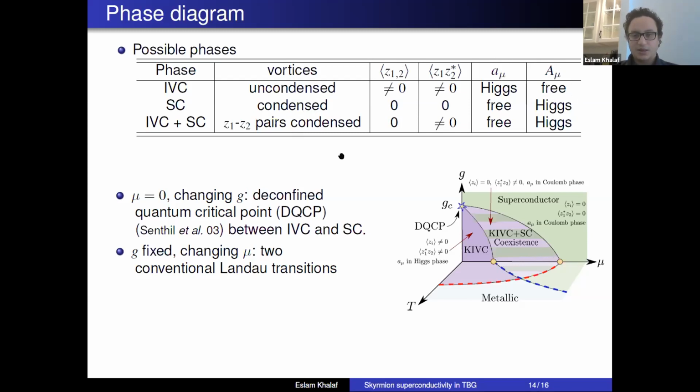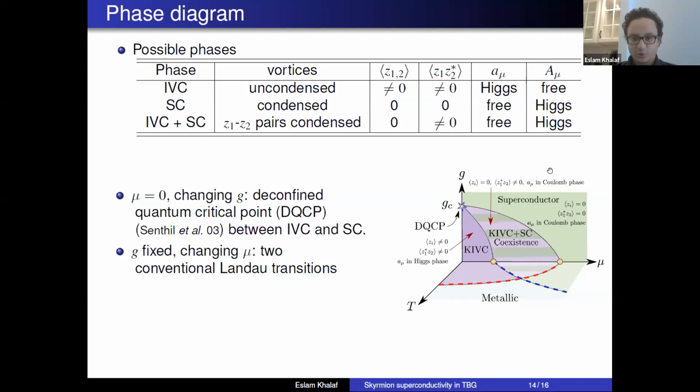However, there's a third possibility, which is not to condense all possible vortices, not to proliferate all types of vortices, but to only condense pairs of vortices in Z1 and Z2. This would still disorder the phase of the Z1, Z2 variable, but it would not disorder the IVC phase, because a vortex in Z1 and a vortex in Z2, their phase would cancel when we consider this expectation value. So this phase would actually be a coexistence of the IVC and the superconductor.